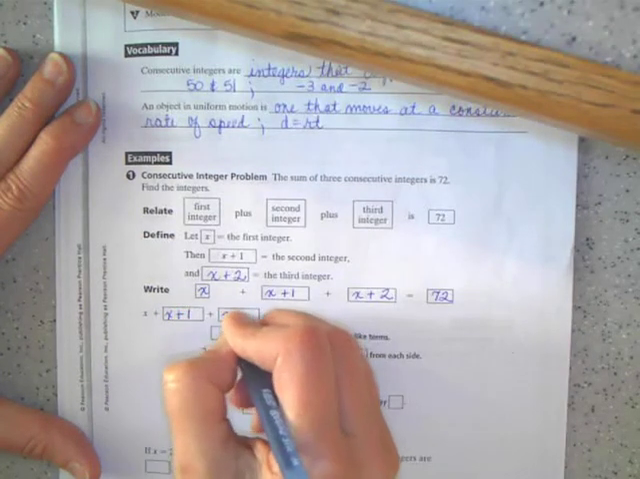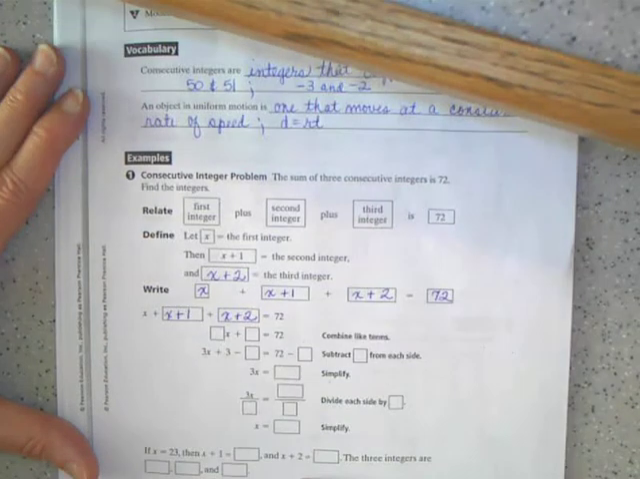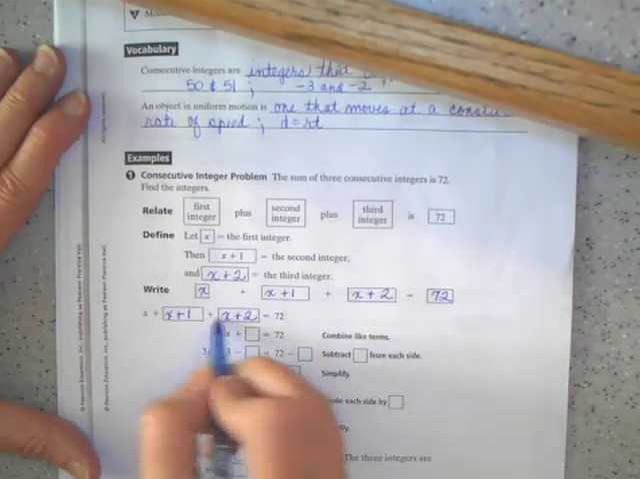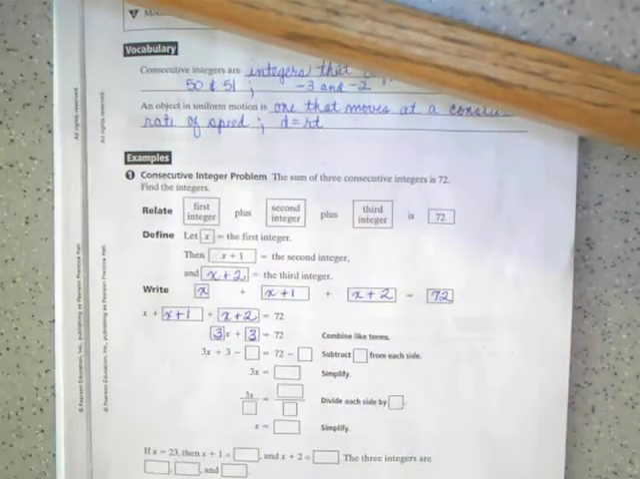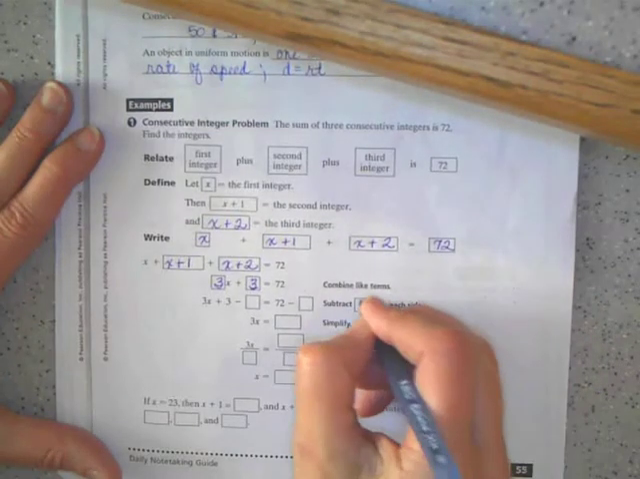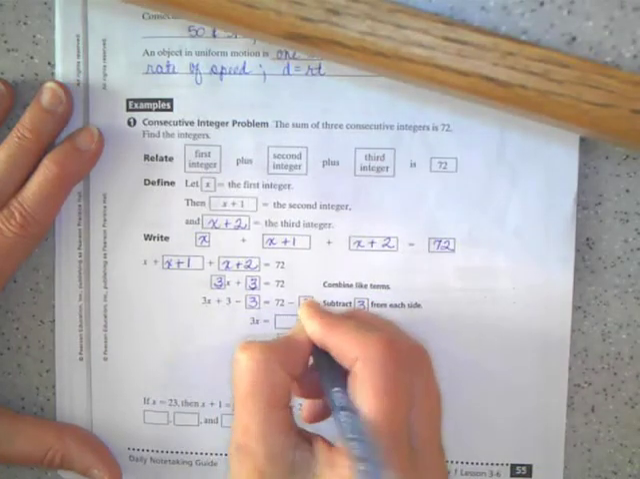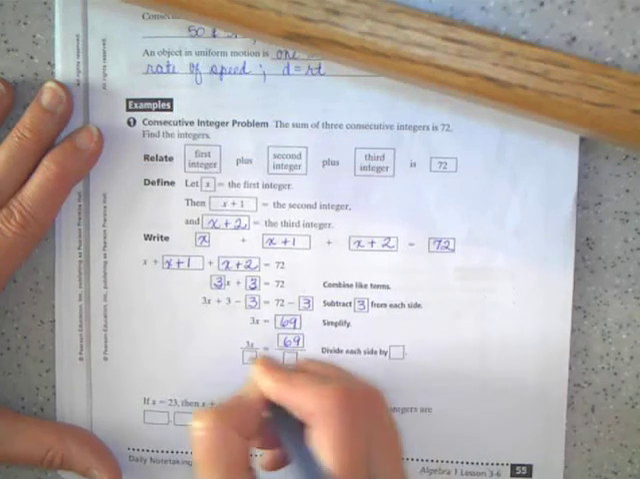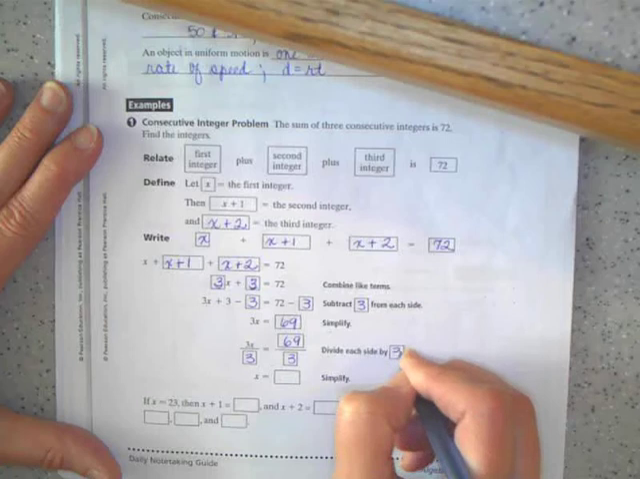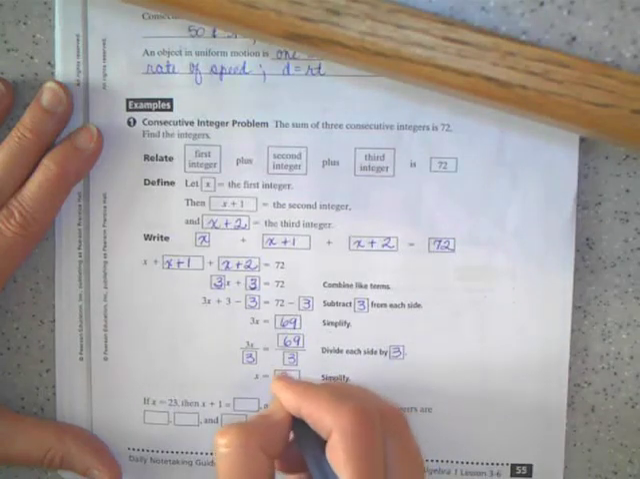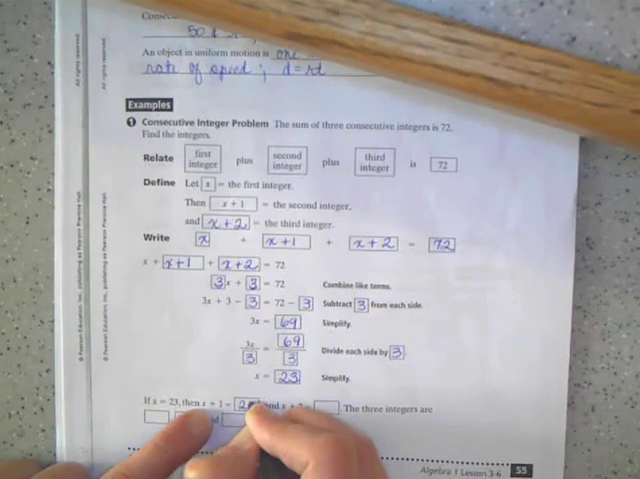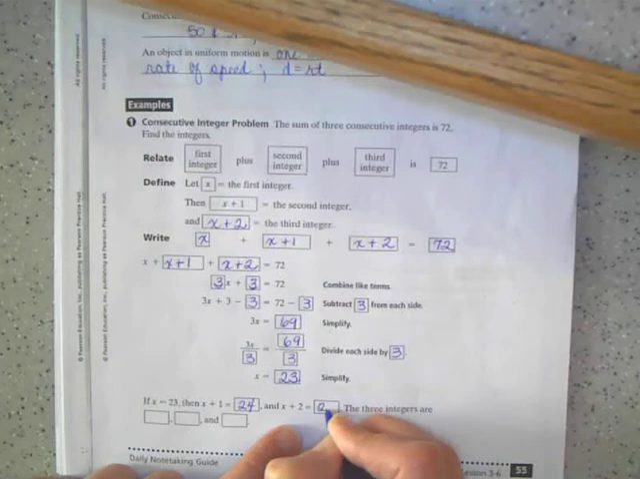Just fill that in here because this is where we're going to be working. When I combine like terms, then I have 1, 2, 3 x's, so I get 3x plus 1 plus 2 is 3. So 3x plus 3 equals 72. I'll subtract 3 from each side. So 3x equals 69. And then I'll divide each side by 3. So x is 23. So if x is 23, x plus 1 is 24, and x plus 2 is 25.